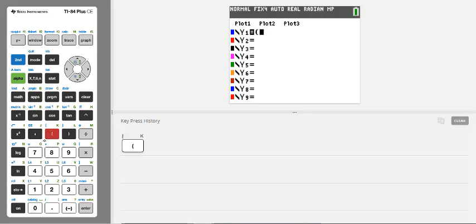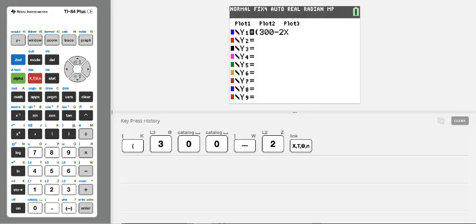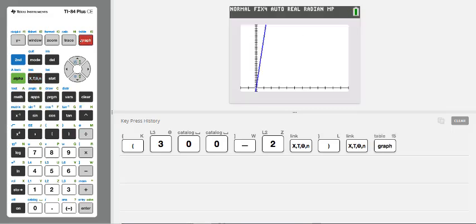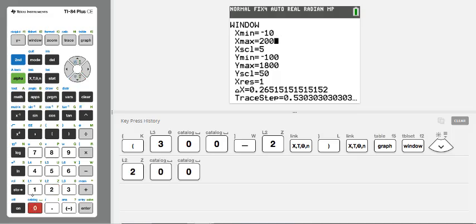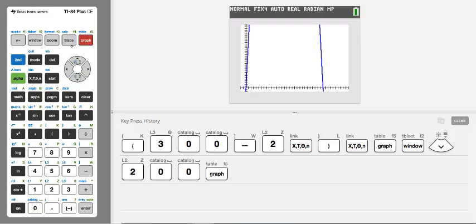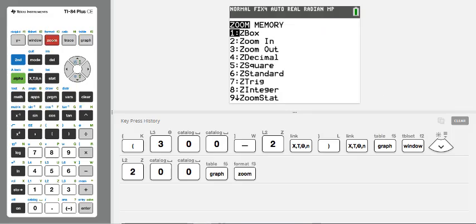All right, so we've got 300 minus 2x times x. Okay, and we're just going to hit graph. Okay, so I need to open up my window. It's 300. Let's go 200. All right, so I went out 200. Now let's go zoom fit.